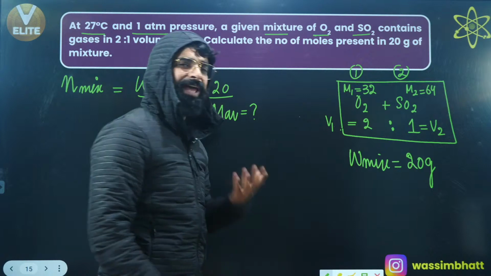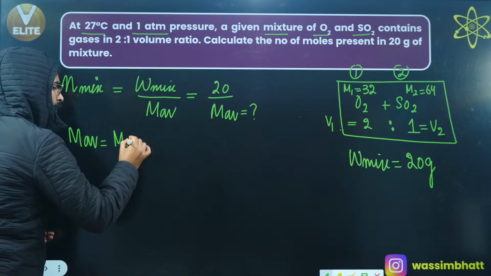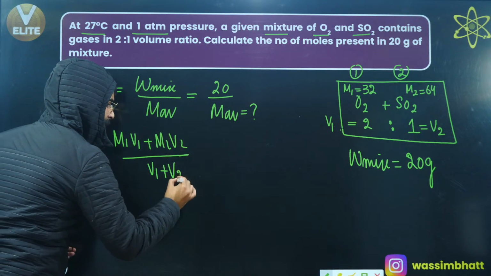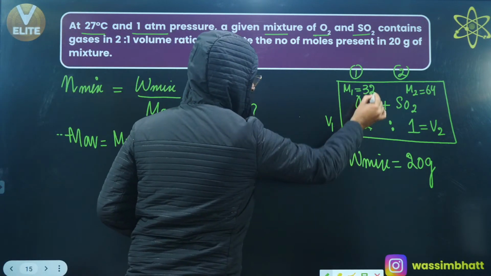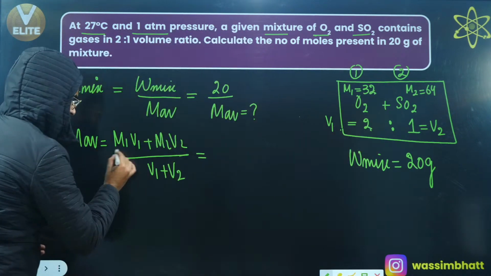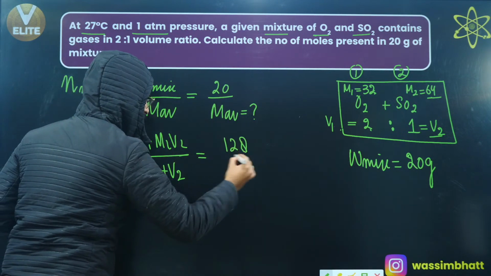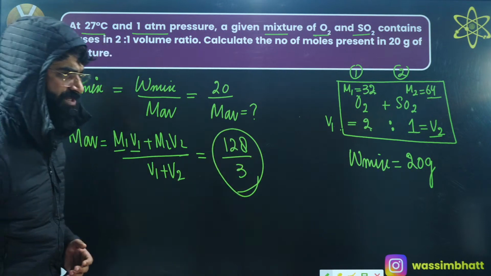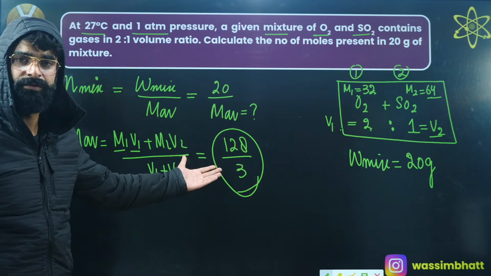Do we know the formula to calculate the average molar mass of the gaseous mixture? Yes, we know it. It is going to be equal to M1 V1 plus M2 V2 divided by V1 plus V2. Do we know the value of M1? Yes, that is 32. V1 is 2. So 32 multiplied by 2, 64, plus M2 V2, 64 multiplied by 1, 64. So 64 plus 64 comes out to be 128, divided by V1 plus V2, which is 3. So this is the average molar mass of the gaseous mixture, right?